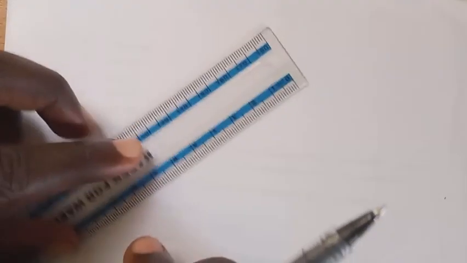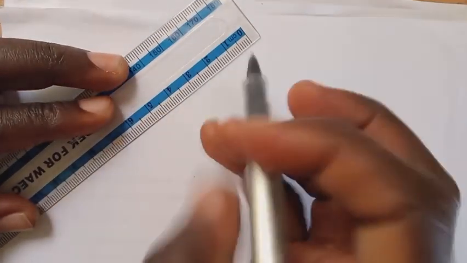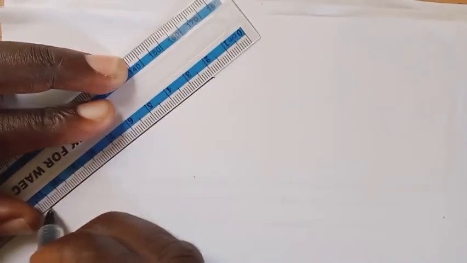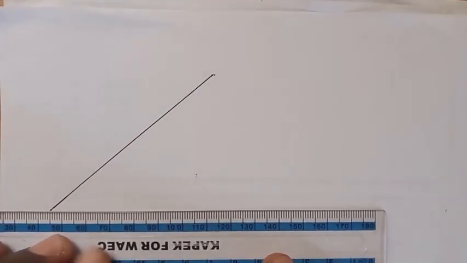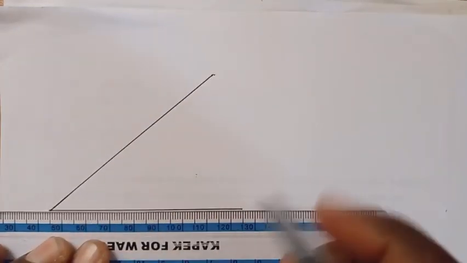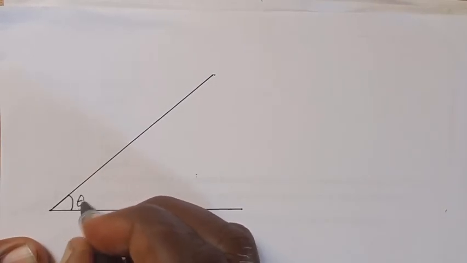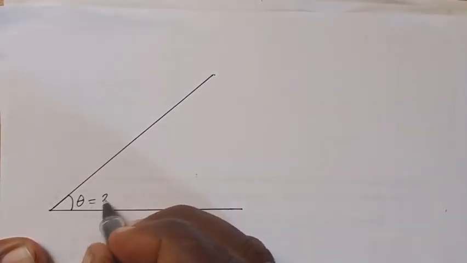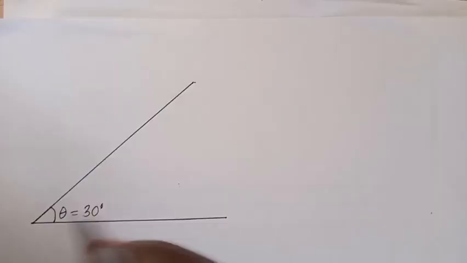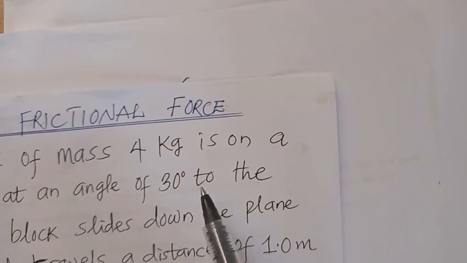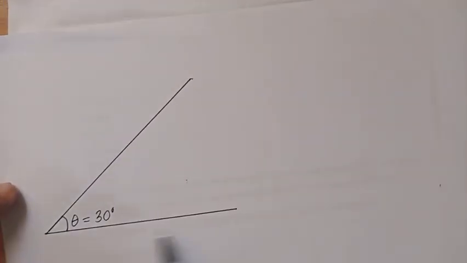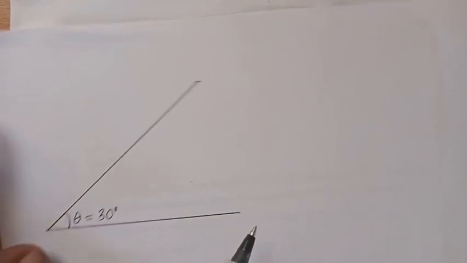What they are saying is you have an inclined plane. So I'm going to draw this line to represent my plane. This is my inclined plane, and it is inclined at an angle of 30 degrees to the horizontal. I'm going to call this angle theta, and from what we are given in the problem, this angle is 30 degrees. The horizontal is this line, and this is our inclined plane.